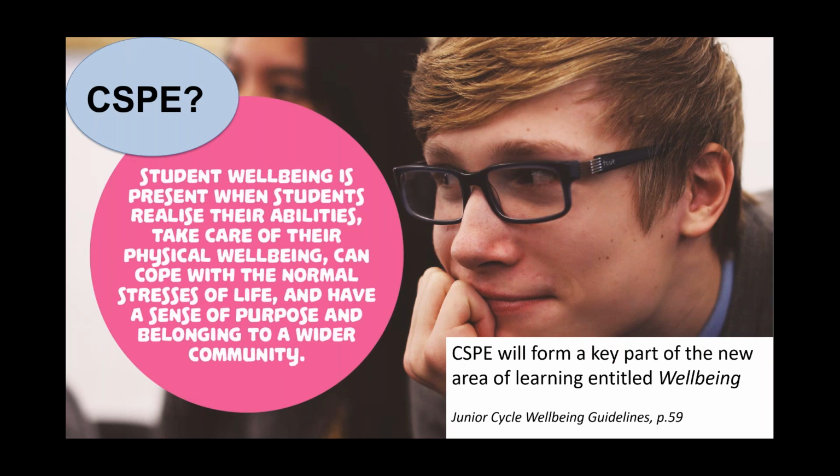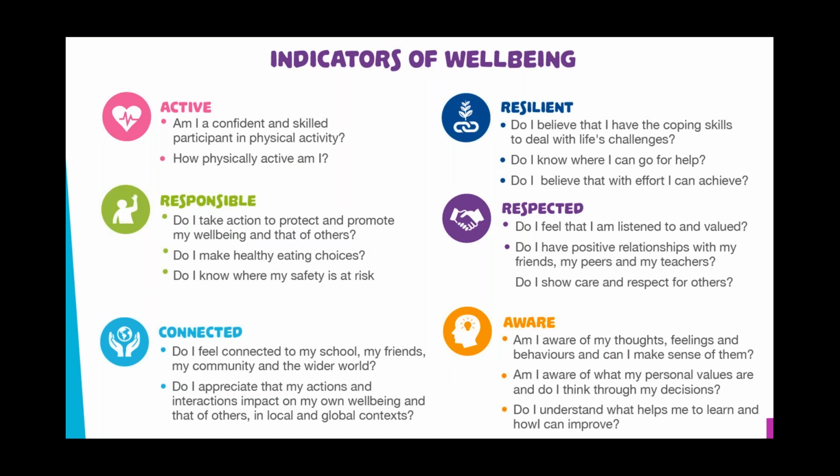So these are our indicators of well-being. You may be familiar with them if you've had your second JCT day. There are six indicators of well-being, and they are closely linked to the short course specification for CSPE. The first one, active, probably doesn't relate so much to CSP as it's about being physically active. The others, though, of course, are closely connected to CSP as a classroom subject and to the short course specification.